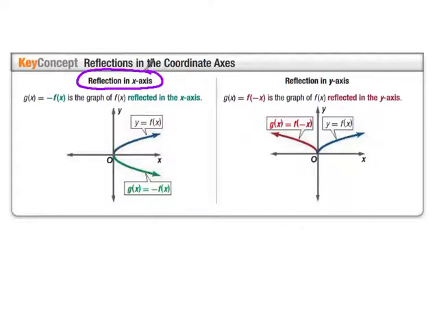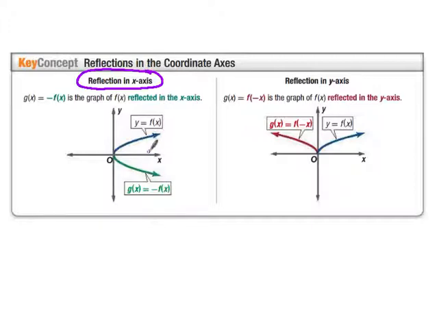What is something we've learned about this? Origins and symmetry. Symmetry, that's a good word. Good job. Okay, so symmetry. Basically, these are symmetrical graphs.